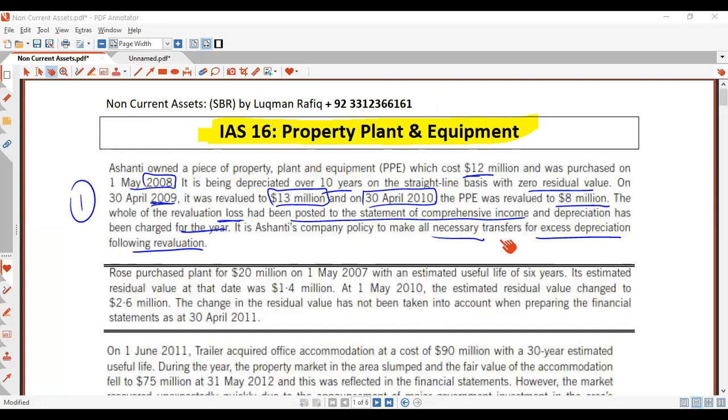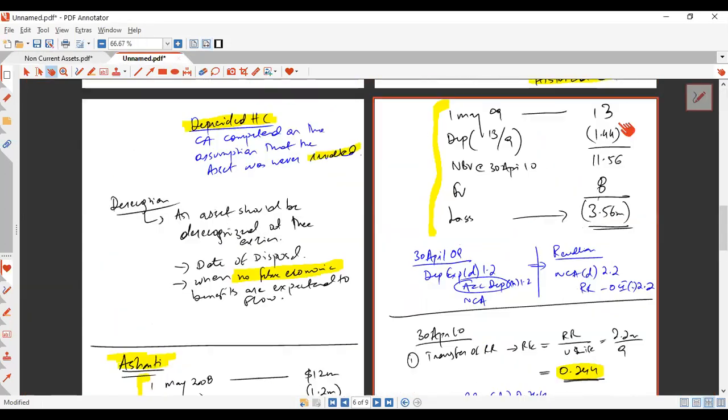Ismail Sharif, you please go over the revaluation loss again. Okay, I'll go over the revaluation loss. You see the asset was 13 million at 1st May. The remaining life of the asset was 9. So 13 divided by 9 is 1.44. So the remaining carrying amount is this much, the fair value is this much, loss is this much.